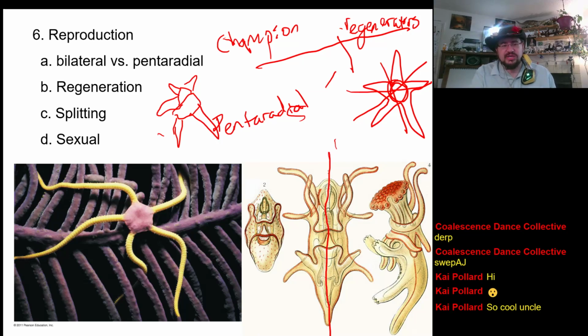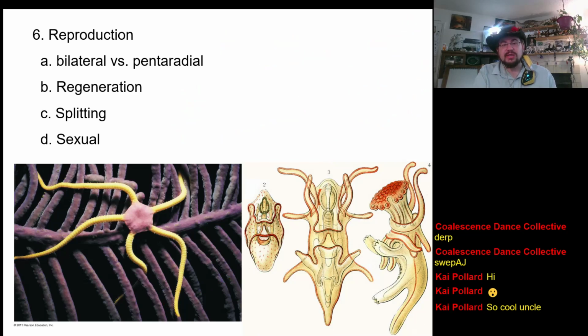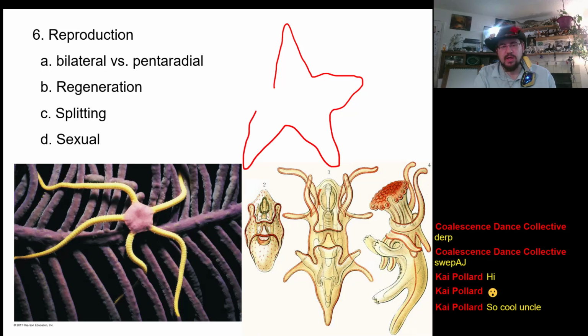One of the artifacts of being a champion regenerator, as long as you have a portion of the central disc, is that you can reproduce asexually. So, a sea star, which is just the easiest shape to draw here, can undergo splitting, in which it actually splits itself in half down the middle and then regenerates 2 sea stars out of this. So splitting is an asexual method of reproduction amongst the sea stars.